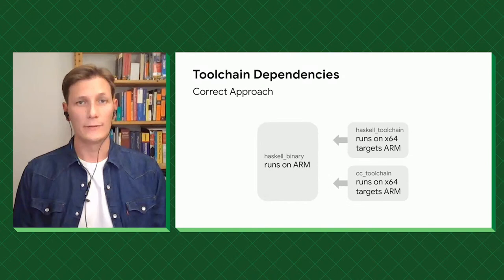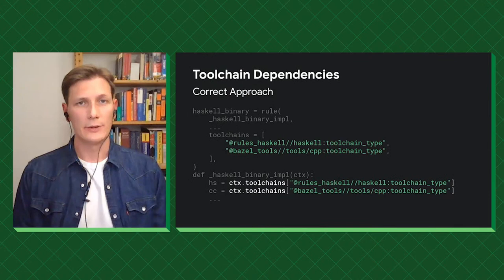How do we fix this? We make sure that it is the Haskell binary that depends on both the Haskell and the C toolchain. In code that looks like this, the Haskell binary rule depends on both toolchains. We then implement our rules such that it passes the C toolchain to the Haskell build actions as needed.